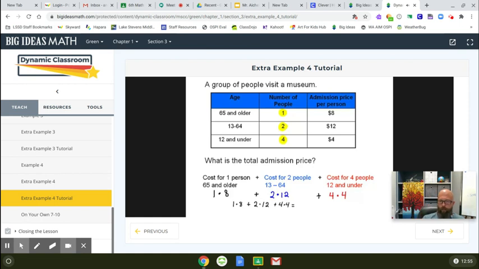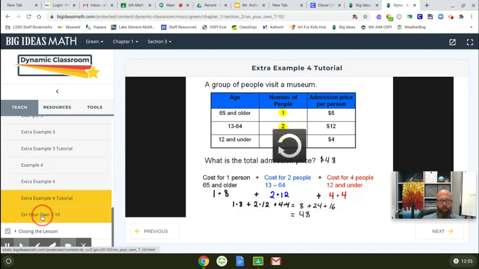Now we multiply first. Now we can evaluate the expression to find the total admission price. 1 times 8 is 8, plus 2 times 12 is 24, plus 4 times 4 is 16. Finally, we can add 8 plus 24 plus 16 is 48. So, the total admission price for the group of people given in the table is $48. There you have it.